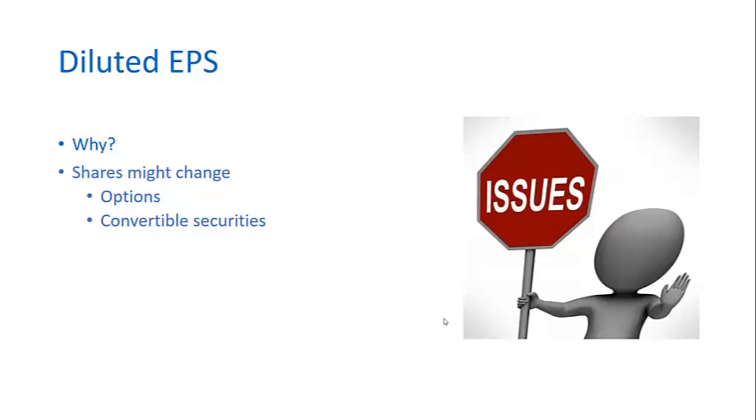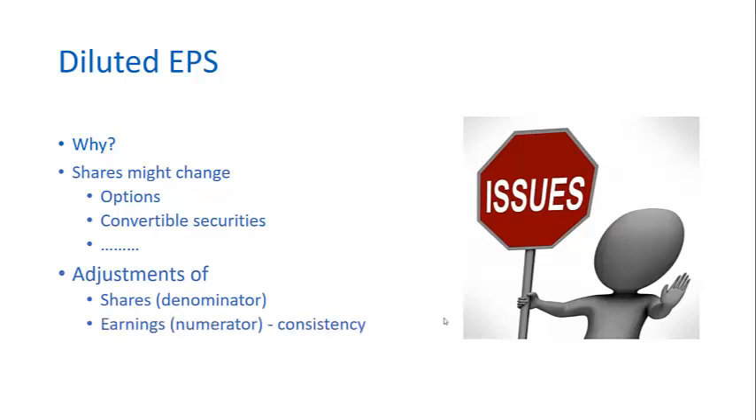That's going to change, quite obviously, the shares number, but it's also potentially going to impact the earnings number as well, the numerator. So obviously when you calculate a diluted earnings per share number, you need to adjust the number of shares on issue, the denominator, to reflect the number of shares that might be issued, and you would need to adjust the earnings number, the numerator, in a consistent manner to ensure consistency.